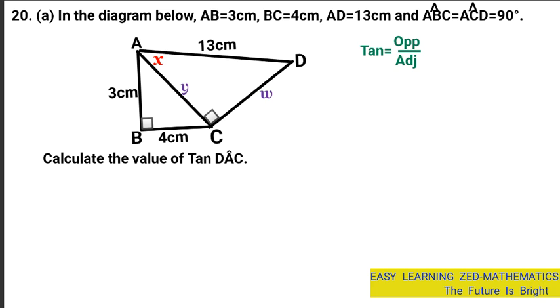When you look at these, there are two right angled triangles. In triangle ABC, two sides are given, but one side is not given, and that side is y. So we're going to start by finding the value of y, because this side y is in both triangles, ABC as well as ACD. To find the value of y, we're going to use the Pythagoras theorem.